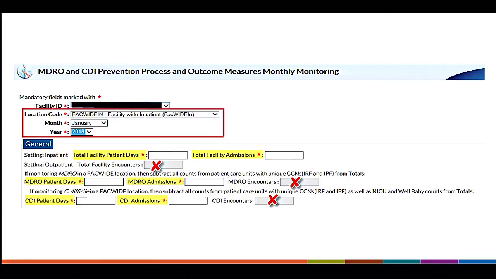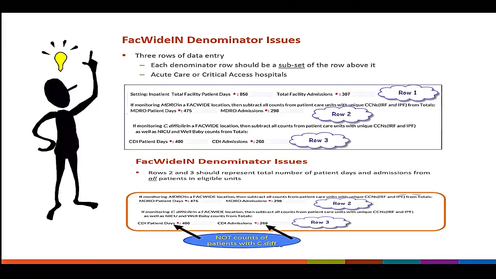So this is the same screen that you saw earlier from Scott's presentation. And what is important to recognize is that there are 3 data rows available, and each row is a subset of the row above it. So the first row, row 1, here, asks for total facility patient days and total facility admissions. This should be the sum of all of your inpatient location patient days and inpatient unit admissions.